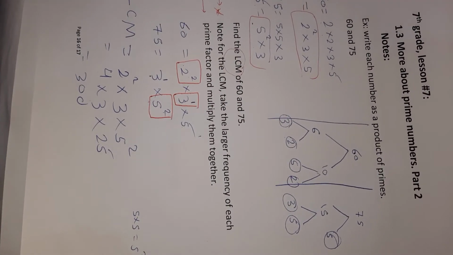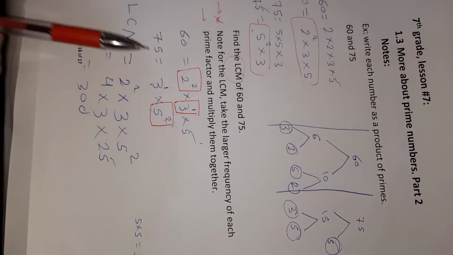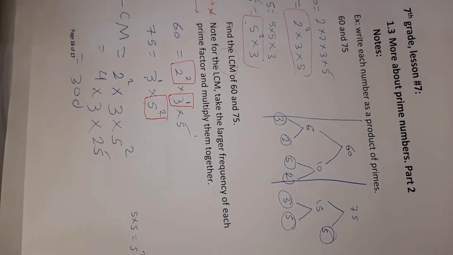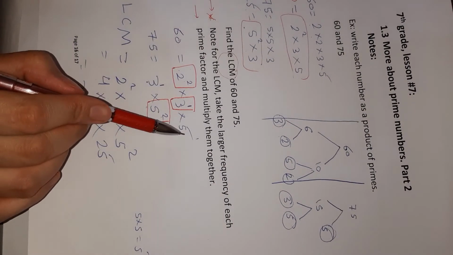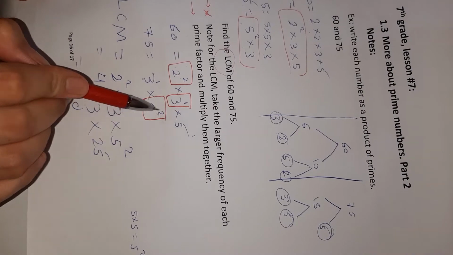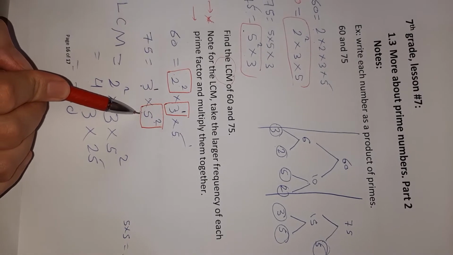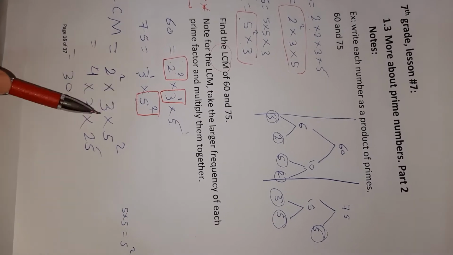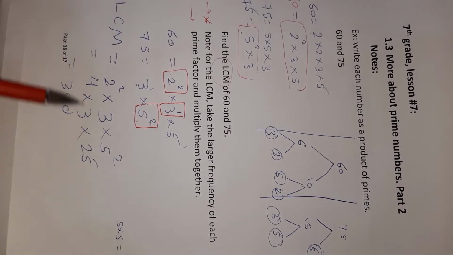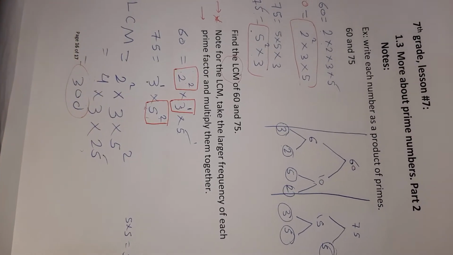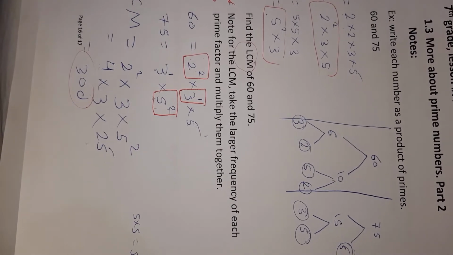To find the LCM, here 2 squared, here there is no 2 at all. Take it, you have to take it. 3, both of them have the same frequency. Take one of them. Here we have 5, here we have 5 squared. 2 is more than 1, here we have two 5s, here one 5. Take the larger frequency of each prime factor. Take 5 squared. Don't take this one, take this one. Multiply them with each other. Then the answer is 300. This is how we can find the LCM between two numbers by using the factor tree.